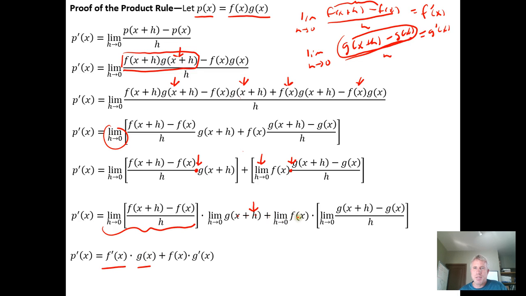And then plus the limit as h goes to 0 of f of x is just f of x, because there's nowhere in that function to even put an h. And this limit right here is g prime. And then this is the product rule for finding derivatives. So that's where it comes from. It comes from taking the definition of derivative, applying it carefully to the product of two functions, and then using the algebraic manipulation of limits from homework 2 to get it down into a form that is useful.